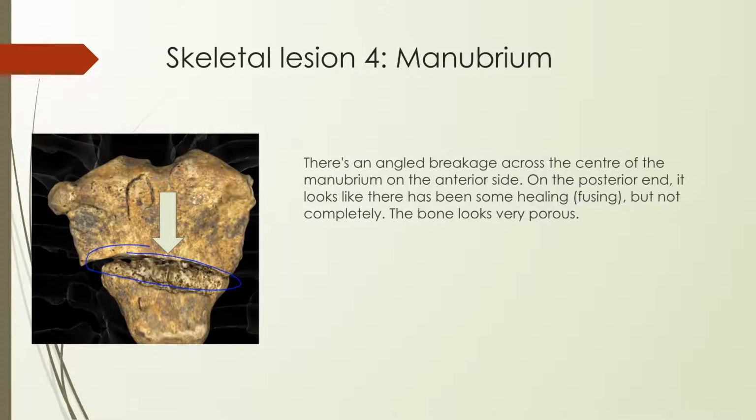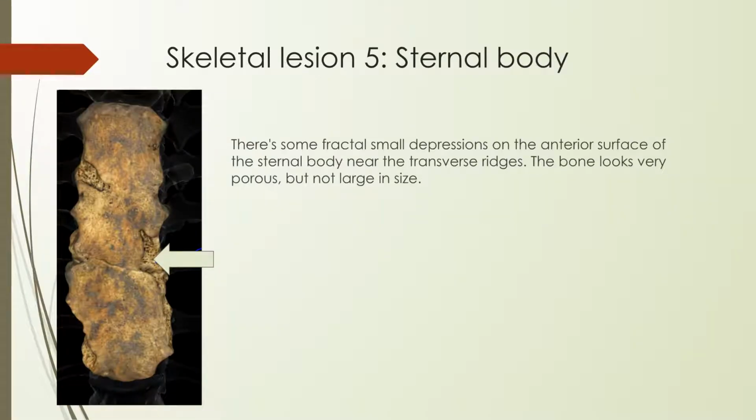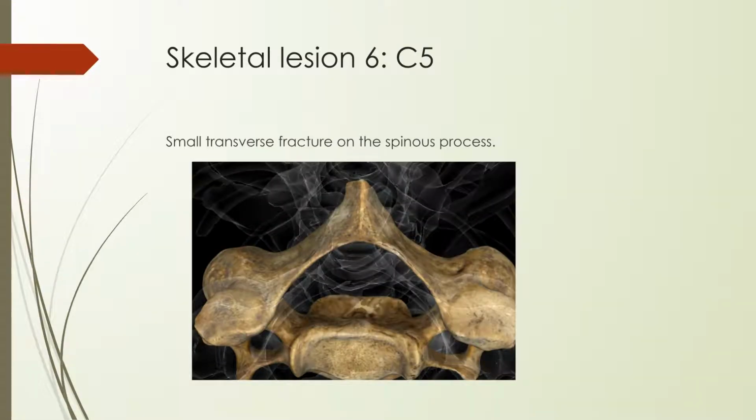Fourth is the manubrium. There's an angled breakage across the center of the manubrium on the anterior side, and on the posterior end it looks like there has been some healing, but not completely. Fifth one is the sternal body. There are some fractures. There are some small depressions on the anterior surface of the sternal body near the transverse ridges, and the bone looks very porous but not that large in size.